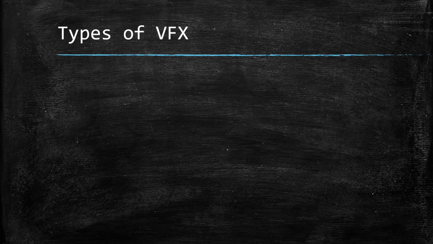Okay, gang, in this lecture, we're going to be going over the various types of visual effects we're going to be covering in this course. Now, pay special close attention to these types here because you're going to be expected to implement all 5 of these visual effects types within your final project.